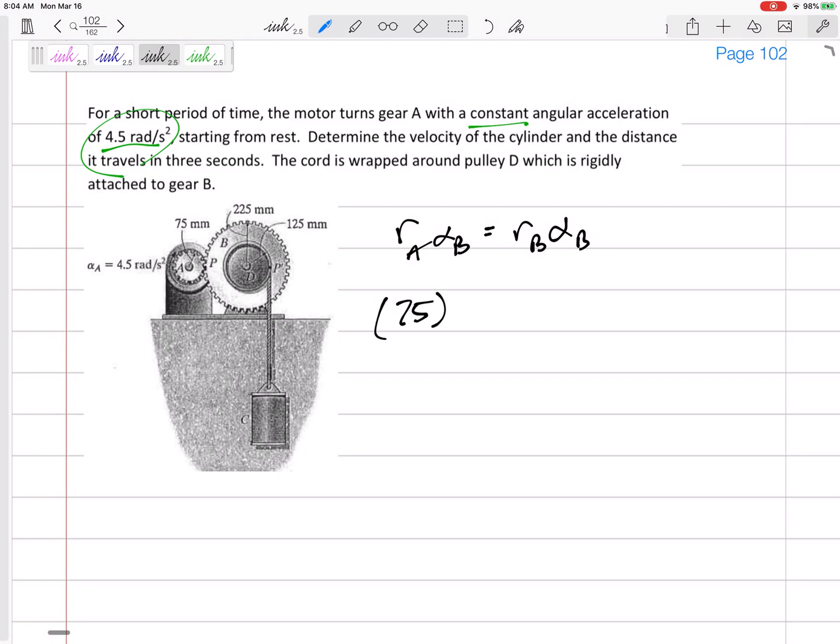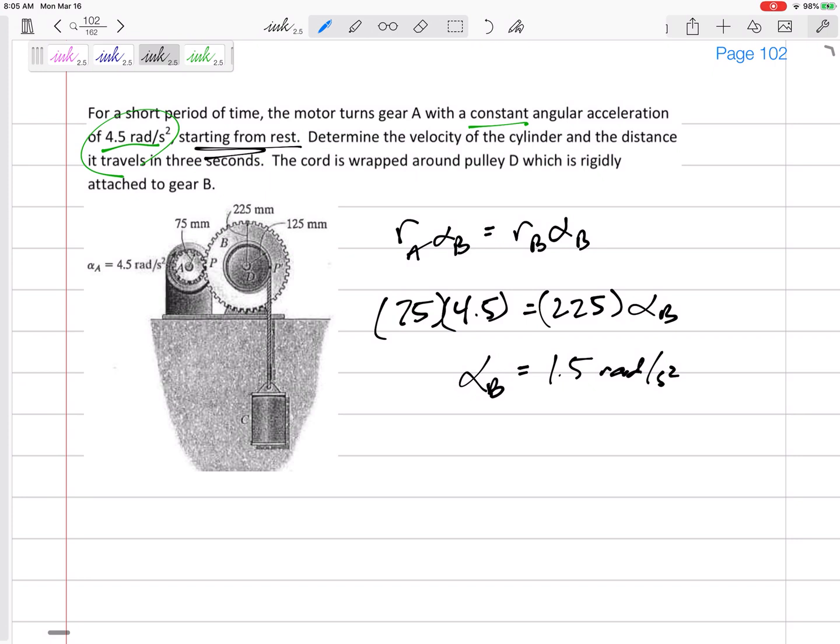75 times 4.5 equals 225 alpha_B. Alpha of B is a constant 1.5 radians per second squared. All right, so I know that it starts from rest. I mean, if gear A starts from rest, then B starts from rest, and C starts from rest as well.